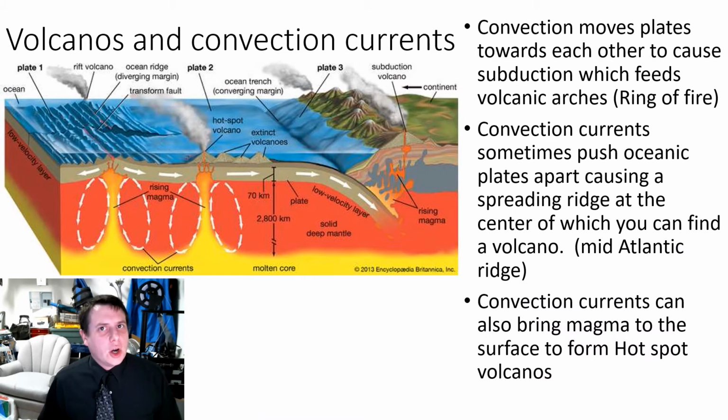All right, so now what I need to look at here is how that convection current and movement of the plates shapes what we're able to see on the surface. So first off, convection currents can move plates towards each other, which is going to cause something called subduction. And this right here is a subduction zone. So this is caused when you have a convecting current that is pushing the plate this direction. So it's pushing one plate towards another one.